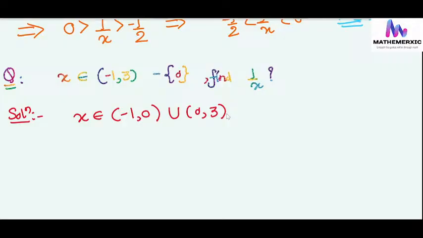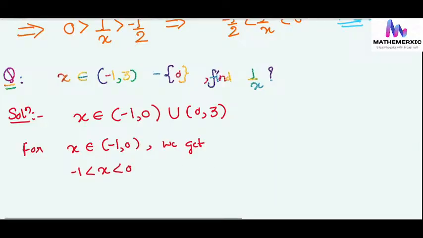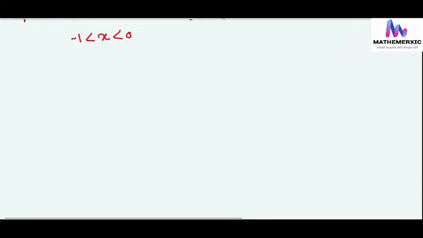Okay, that we can say. Now for x belongs to -1, 0, we get 1 by x. So we can say it is greater than -1 and less than 0. Okay, this we can conclude from here, and let us solve it now.